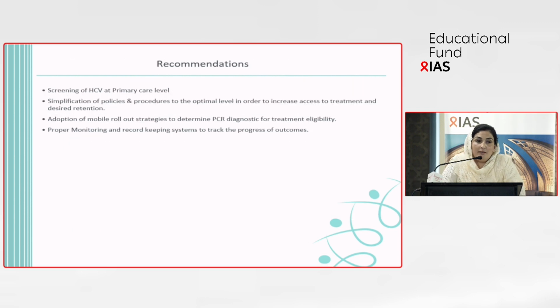At the end, there are a few recommendations to enable our desired response to manage hepatitis C virus as a co-infection, which include screening of hepatitis C virus at primary care level, simplification of policies and procedures to the optimal level in order to increase access to treatment and desired retention, adoption of mobile rollout strategies to determine PCR diagnostics for treatment eligibility, and proper monitoring and record keeping systems to track the progress of outcomes.